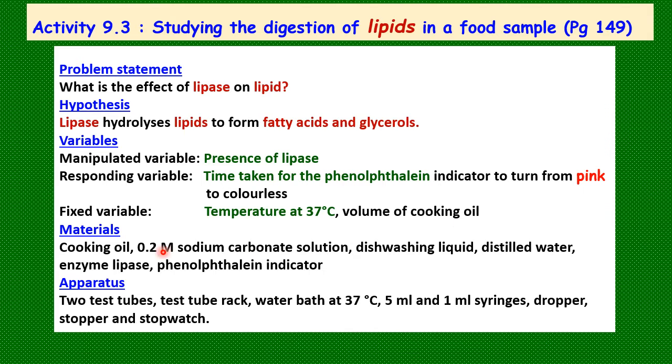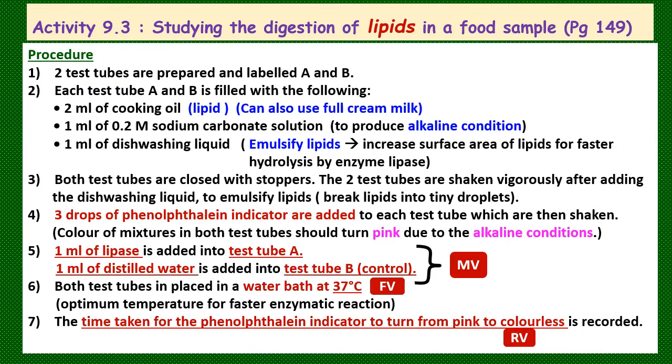Now, the materials are cooking oil, 0.2 M sodium carbonate solution, dishwashing liquid, distilled water, the enzyme lipase, and phenolphthalein indicator. Apparatus: we need 2 test tubes, a test tube rack, a water bath at 37 degrees Celsius, 5 ml and 1 ml syringes, a dropper, stoppers, and a stopwatch. Right, let's look at the procedure.